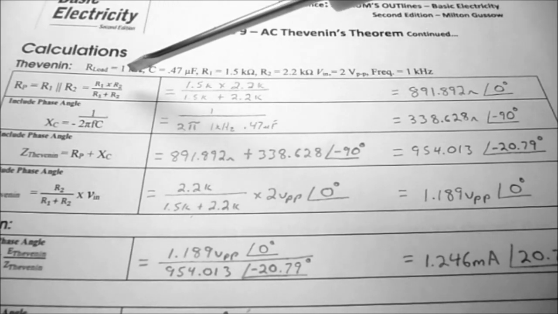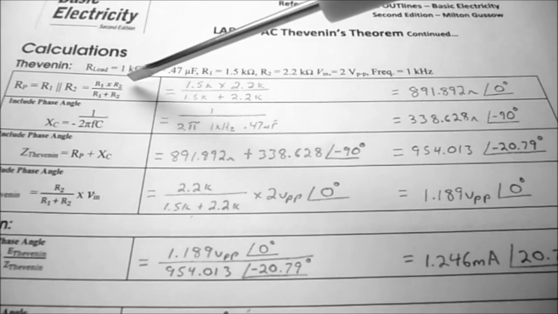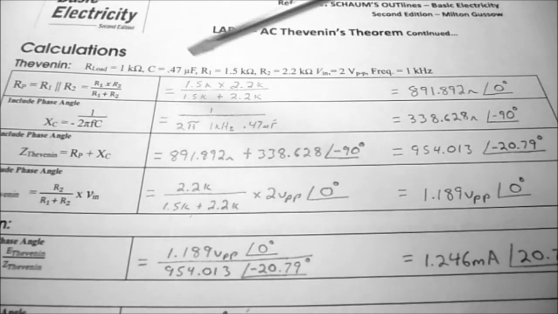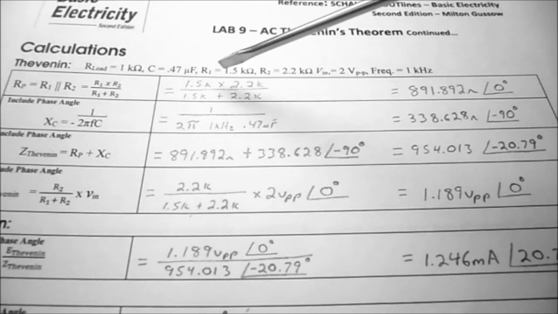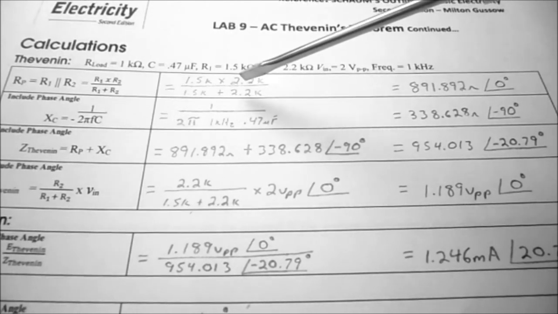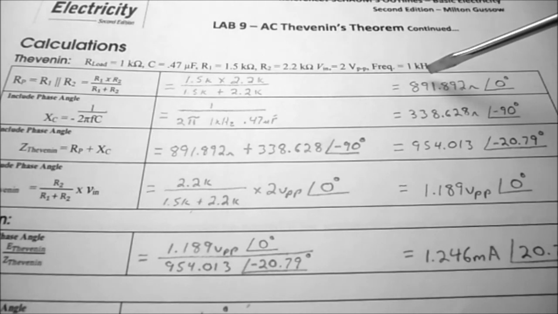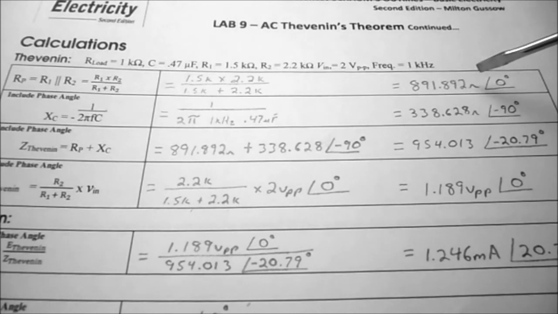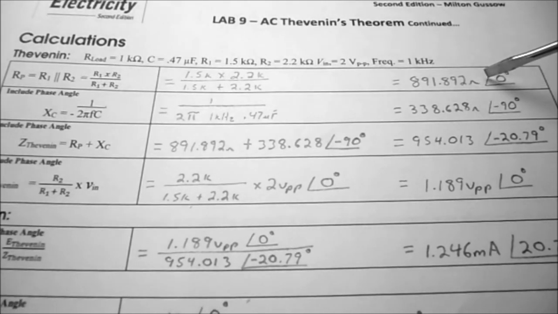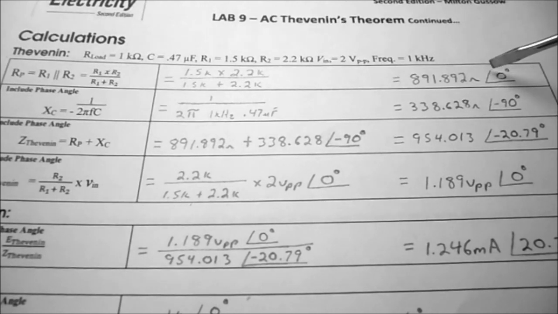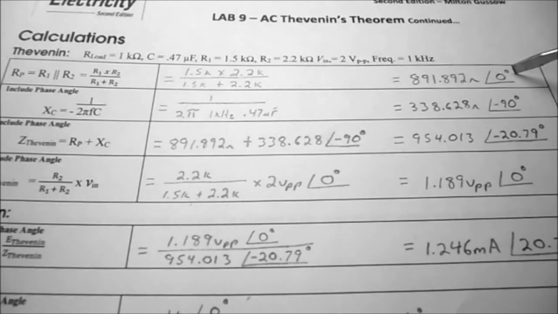So the first part is to find out what R1 is in parallel with R2. So the formula I'm going to use is the products over the sum. So I take 1.5K times 2.2K over 1.5K plus 2.2K, and that equals 891.892 ohms. Now remember, we're going to need a phase angle, and when you have resistors in a circuit, they do not generate a phase angle, so the phase angle will be 0 degrees.